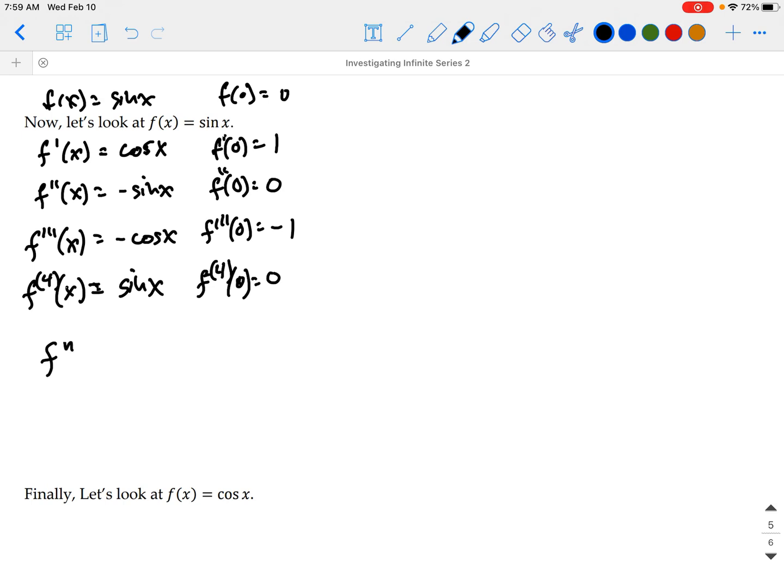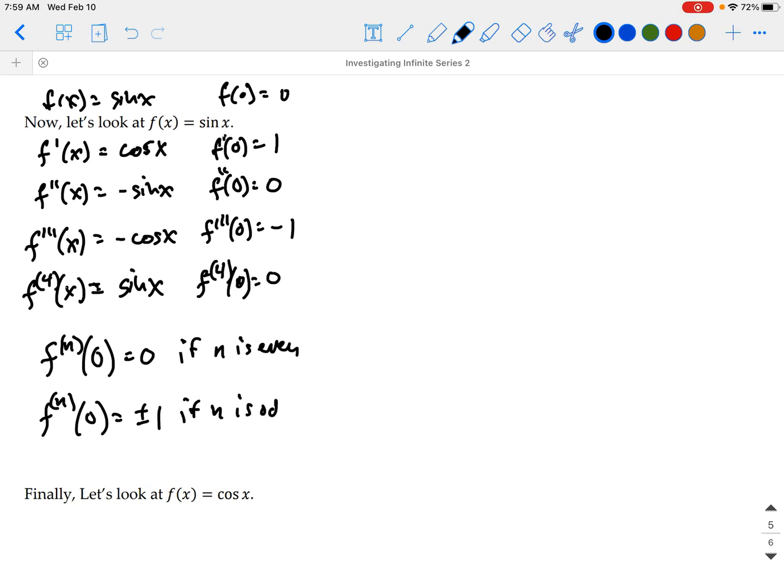So what we'll notice here is that the nth derivative at 0 is equal to 0 if n is even. Right, so all these even derivatives are some sine of x, right? Positive sine of x or negative sine of x. And then the other ones are going to be plus or minus 1. So we're going to be alternating +1 and -1 if n is odd.